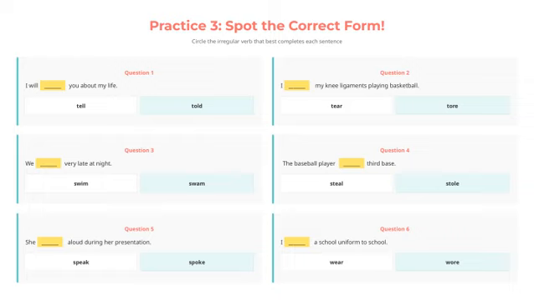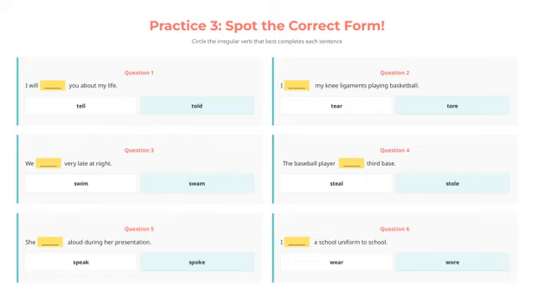Moving on to question 3, we ___ very late at night. The correct form is swam, which is the past tense of swim. Next, question 4, the baseball player ___ third base. The right answer is stole, the past tense of steal, indicating an action that happened in the past. Question 5 says, she ___ aloud during her presentation. And here, spoke is the correct past tense of speak. Finally, in question 6, I ___ a school uniform to school. The correct choice is wore, which is the past tense of wear.